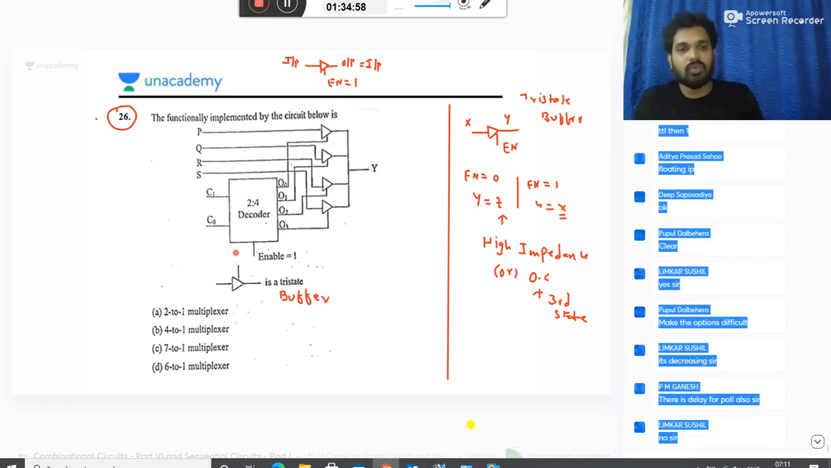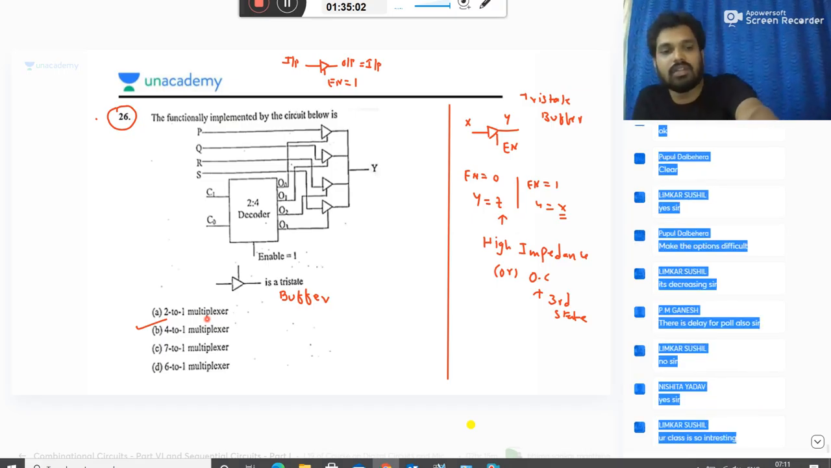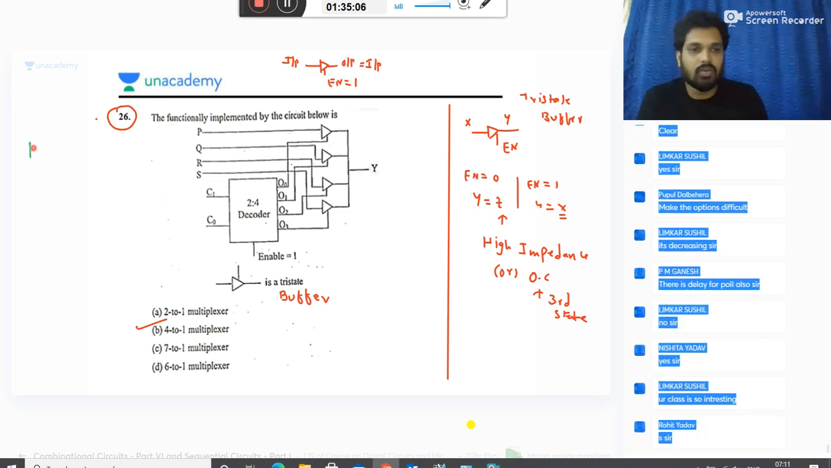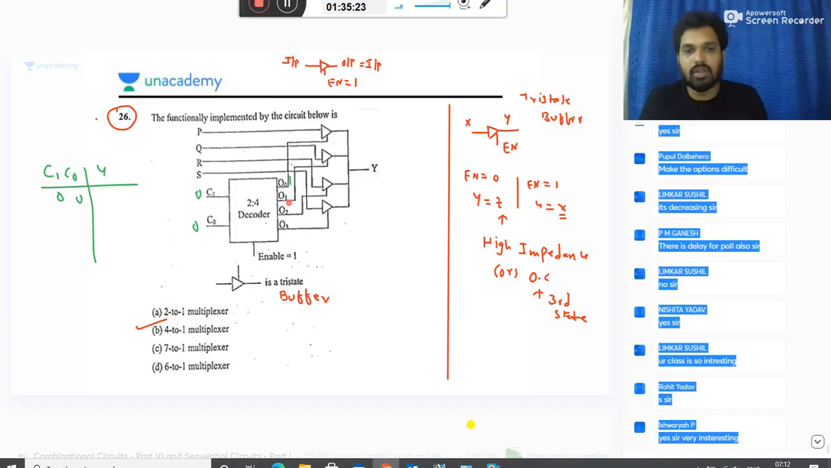Okay. So the answer is the 4 by 1 multiplexer. It is very simple to understand. Here you have your inputs P, Q, R, S, your C1, C0, and Y. If C1, C0 is 0, 0, what happens? This output 0 will be 1, remaining all will be zeros.